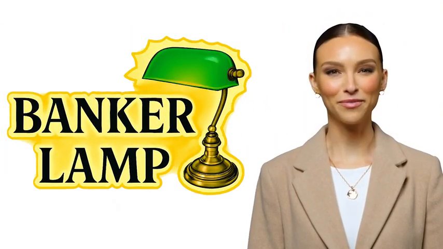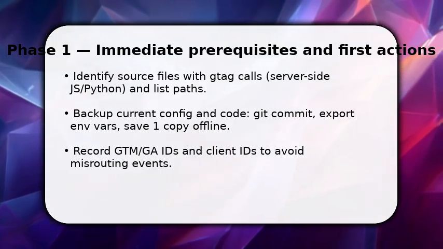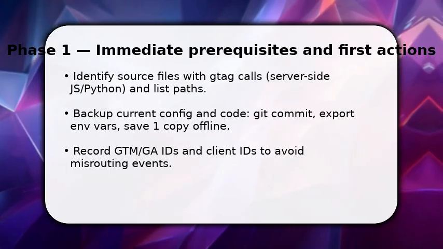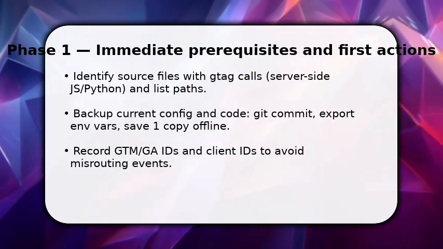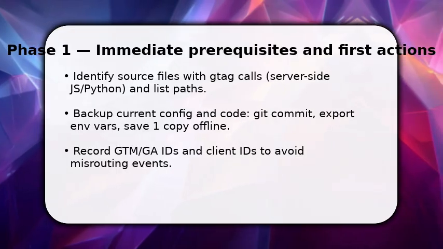Please enjoy the video. You start by confirming where Gtag is injected and why duplicates appear. Once you locate the server-side JS or template, make a git commit and backup configs. You should record every GTM/GAID and client ID to prevent misrouting later.